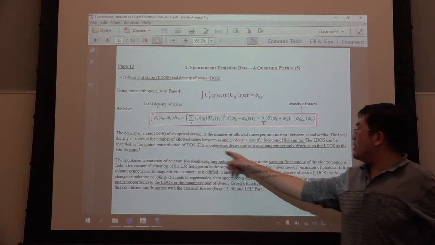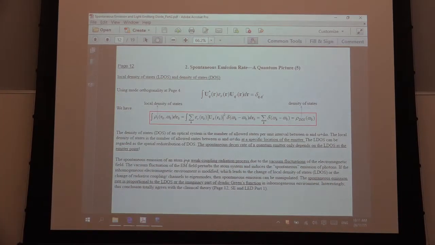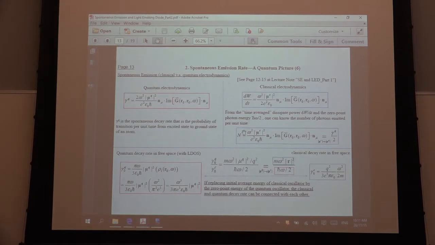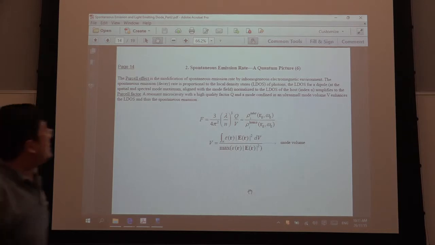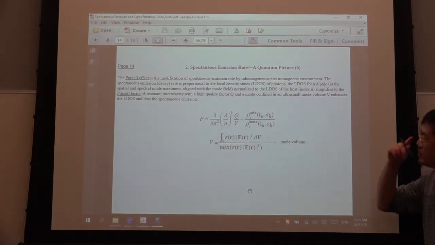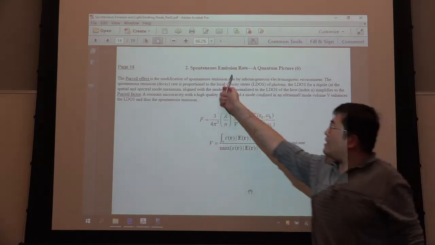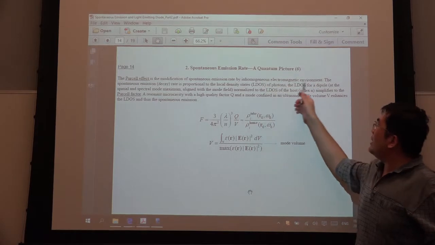It's similar to a spatial redistribution of the density of states. Spontaneous emission only depends on what we call the local density of states. So I give this concept, but no mathematical equation, just the concept. One concept we call the Purcell effect. The Purcell effect says that the spontaneous emission of an atom can be modified by the inhomogeneous electromagnetic environment.